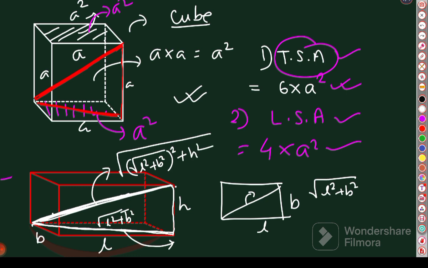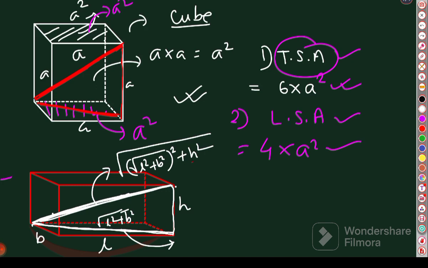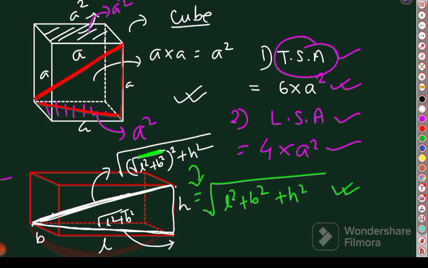If you simplify this, then the root will be removed, and it will be L square plus B square plus H square. Got it? So the diagonal will be the root under L square plus B square plus H square. So this is the formula of the longest chord.